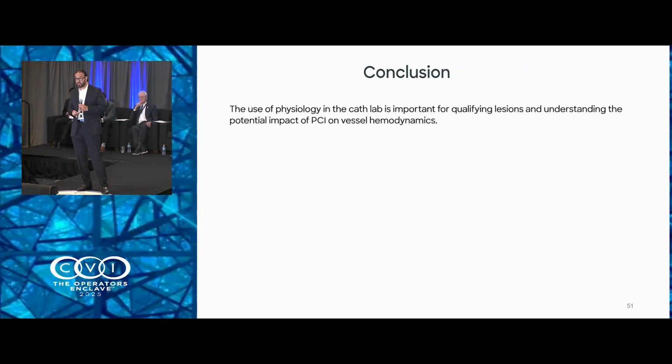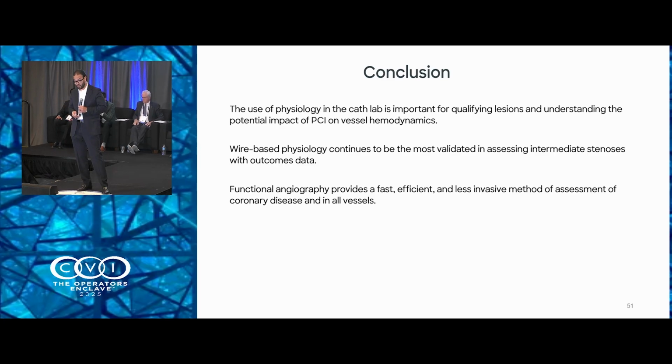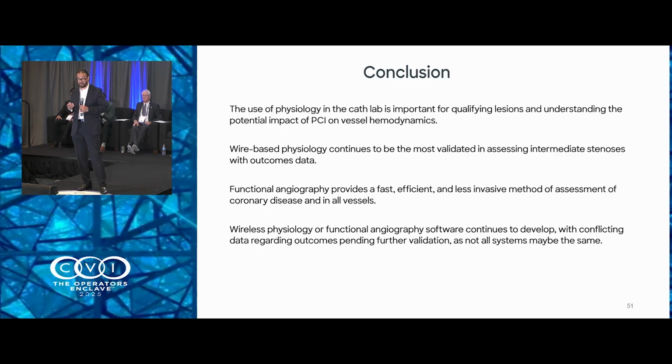So, in conclusion, the use of physiology in the cath lab is important for qualifying lesions and understanding the potential impact of PCI on vessel hemodynamics. Wire-based physiology continues to be the most validated, really in assessing intermediate stenosis, with strong outcomes data over the years that have come out. Functional angiography provides a fast, efficient, less invasive way, and you can assess truly three vessels without having to wire all three vessels when you have clear clinical conundrums.